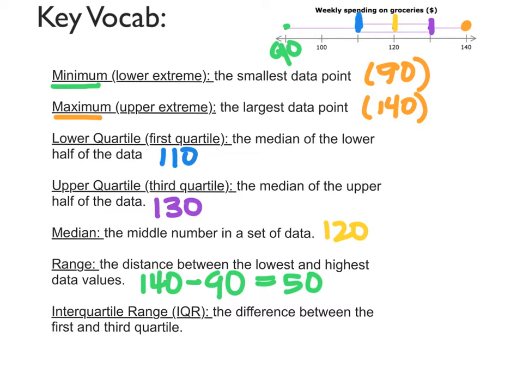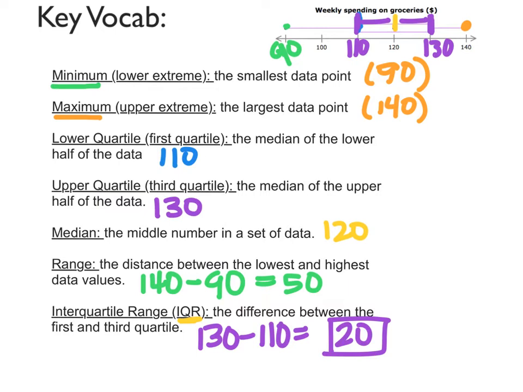Okay, and then finally, the interquartile range, which you're going to hear as IQR, is the difference between the first and the third quartile. So the first quartile is right here. That's 110. The third quartile is the other edge of the box. So I want to know how much space is between there. So from 110 to 130, I'm going to subtract 130 minus 110, which ends up with 20. So between those 2 data points, it is a range of 20.